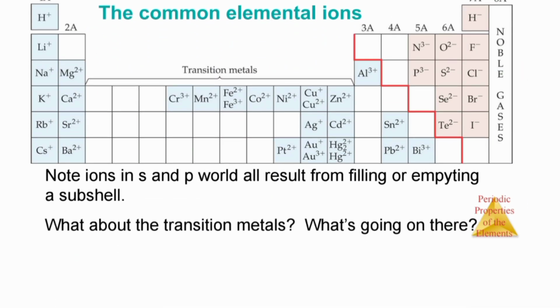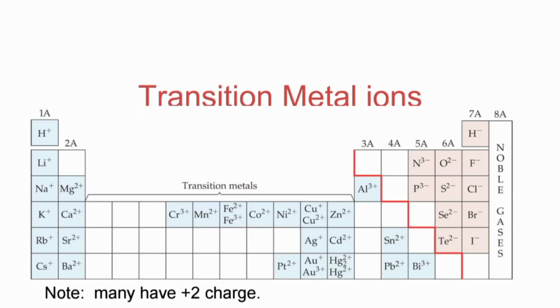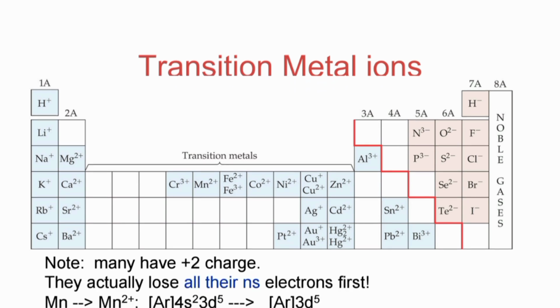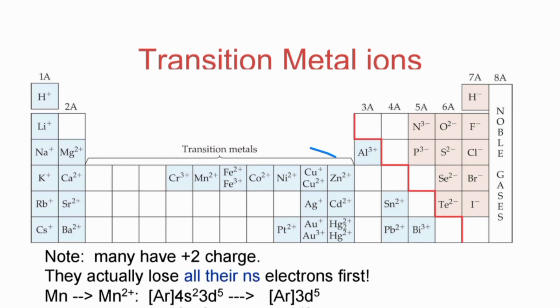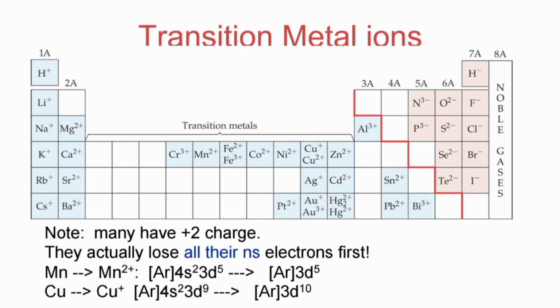What about transition metals? What is going on there? Where are the transition metals? These groups are all transition metals. Transition metal ions: many of the transition metals have a plus two charge.